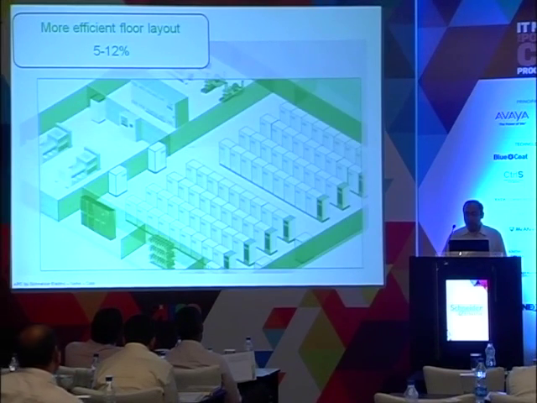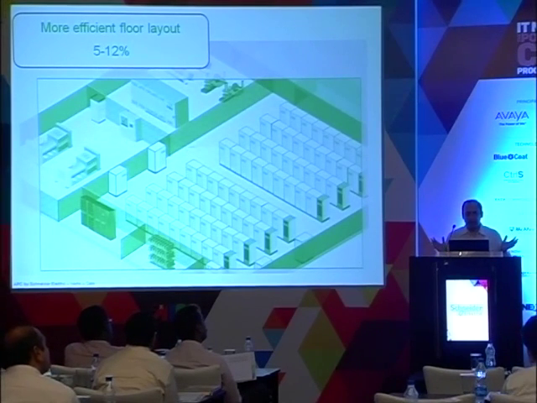Economizer modes, more efficient layouts. Many times I see, there is a big floor and there is a group of racks here in this corner and there are a few racks there in that corner, right? Why not move them together, stack them together so that maybe all the other ACs which are far away can be switched off.